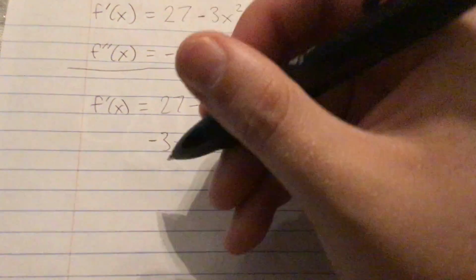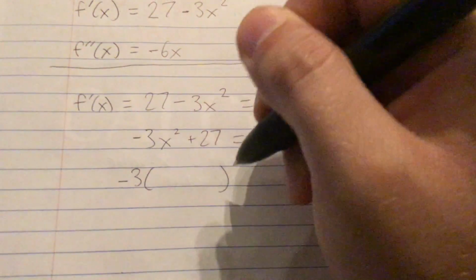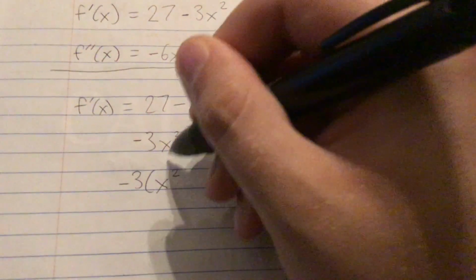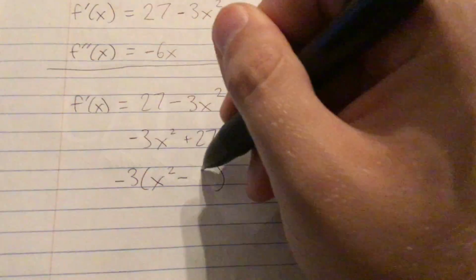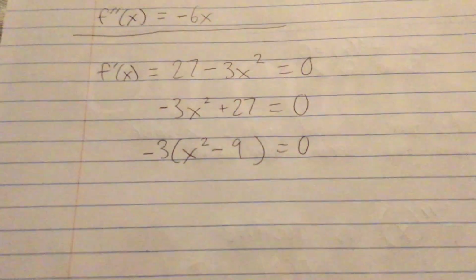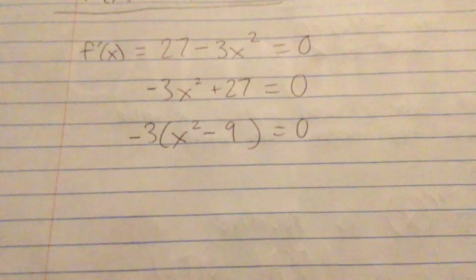And I'm going to factor. Specifically, I'm going to factor out a negative 3 because it's not my first rodeo. Negative 3 times x squared will be negative 3x squared. And then negative 3 times negative 9 will be positive 27. And you see why I did that? Because then I can go back to Algebra 1 and do some factoring.